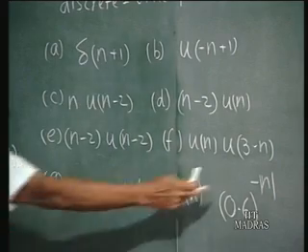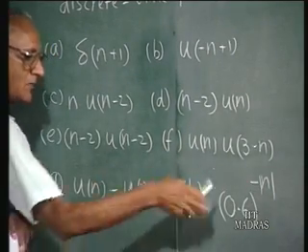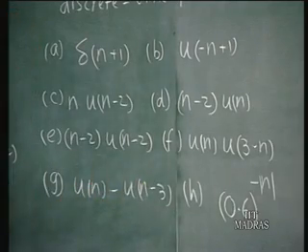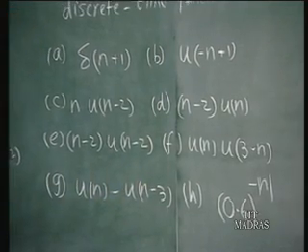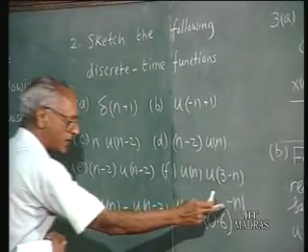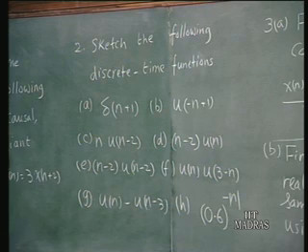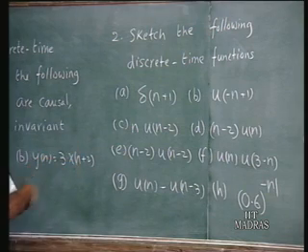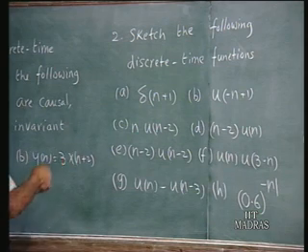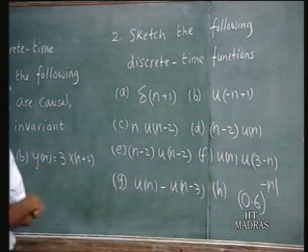So, for positive n it is minus n, for negative n it is of course minus the magnitude of the negative n. That means it will be symmetrical in both directions. 0.6 raised to the power of minus the magnitude of n. So, you sketch the discrete time functions pertaining to these various functions given in symbolic form in this fashion.